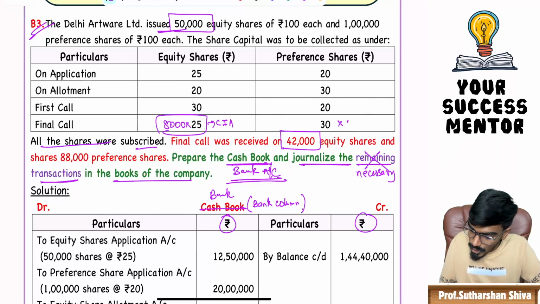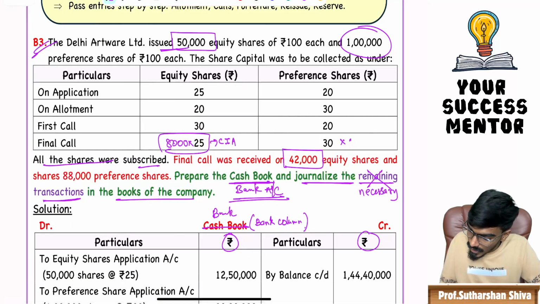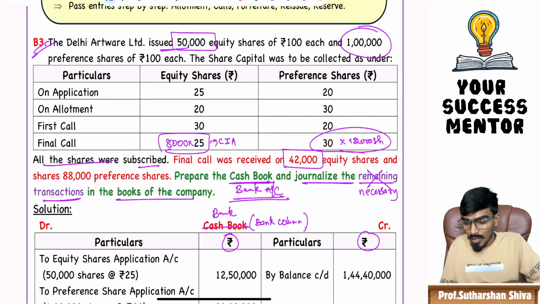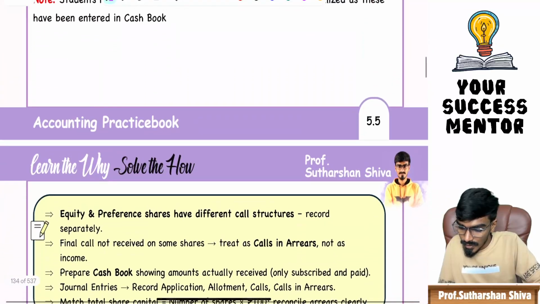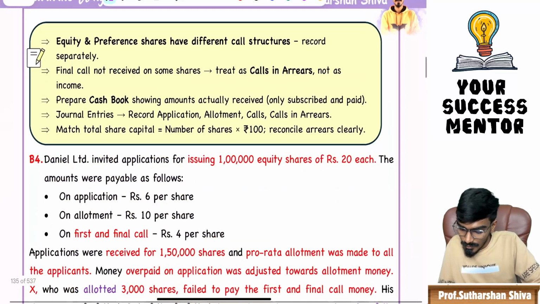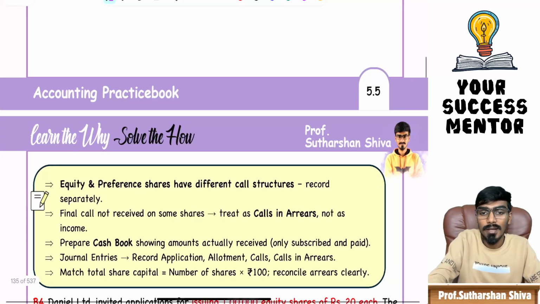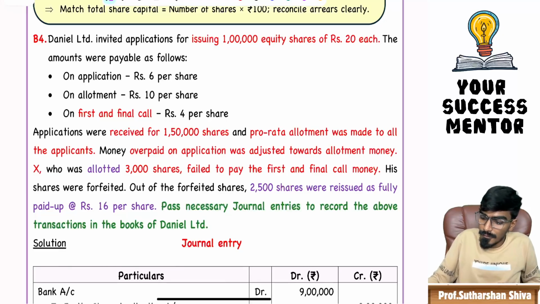And here it is going to be 88. If you subtract 88 from 1 lakh, you will get 12,000 shares into 30 rupees, which is going to be the call scenario. Are you able to understand B3? That's the transaction, you can practice on that. So we will see B4 and other upcoming questions in the next video. Listen, we'll be doing B4.